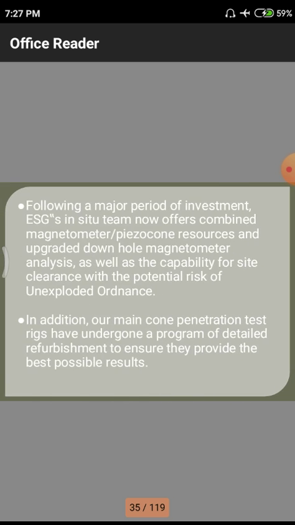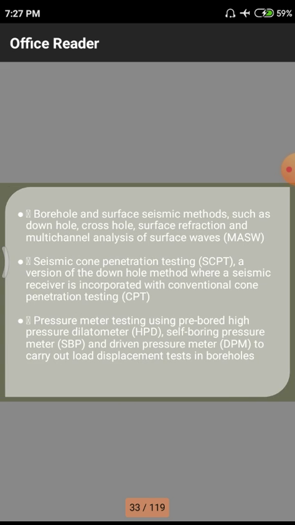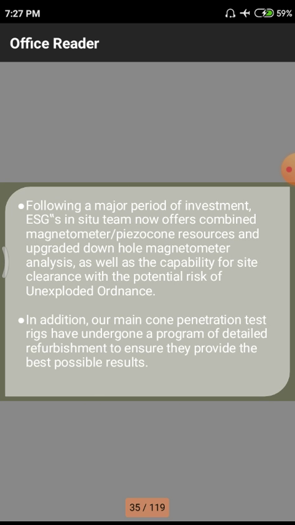Okay, first of all we are having these 5 to 6 points completely about the actions we have to take. What are the penetration tests, magnetometer tests, vertical cone tests, horizontal cone tests, and other seismic information tests? All those are related to these soil parameters.